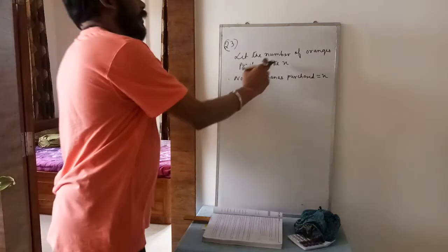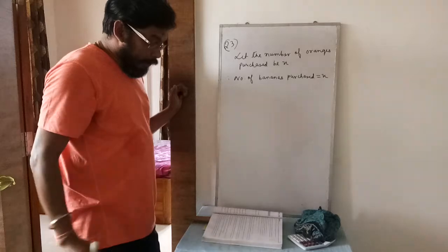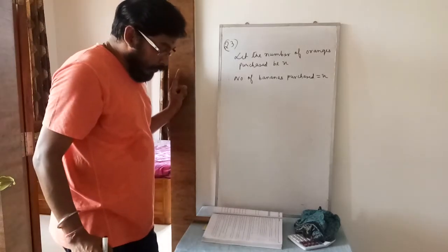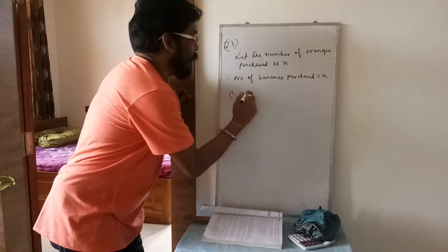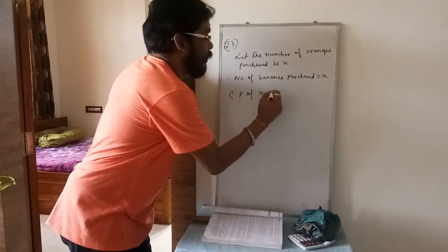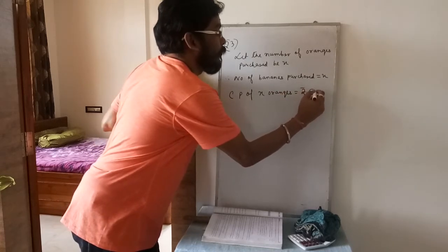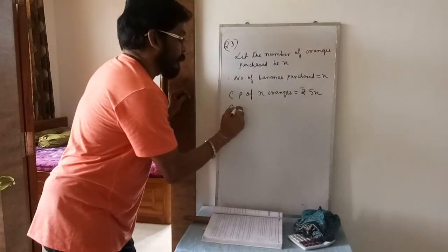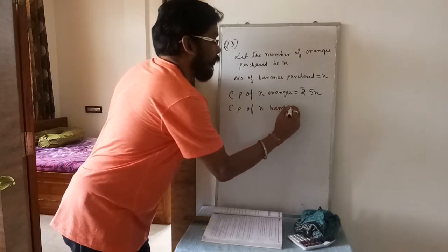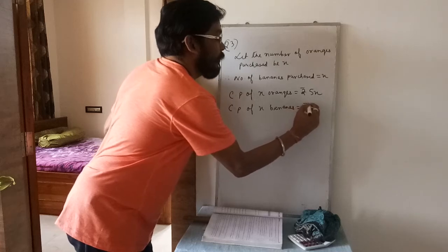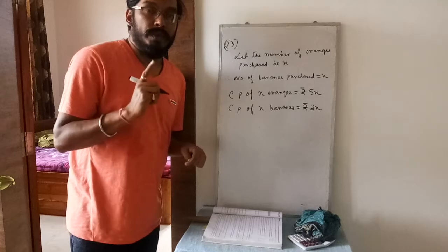So let the number of oranges purchased be x, therefore the number of bananas purchased is x. CP of one orange is how much? Rupees 5. So you write CP of x oranges equal to rupees 5x. CP of x bananas equal to rupees 2x, because one banana was rupees 2, so x bananas is 2x.